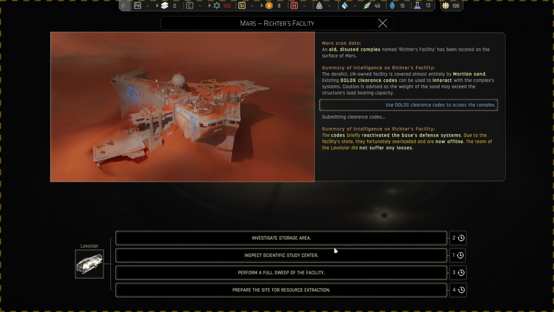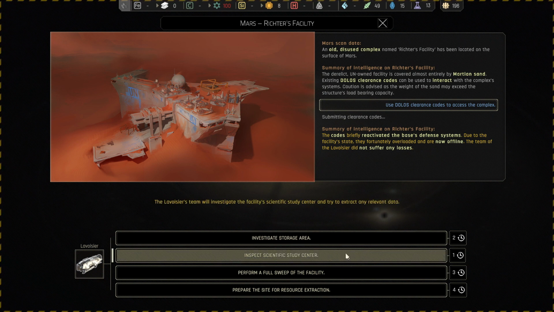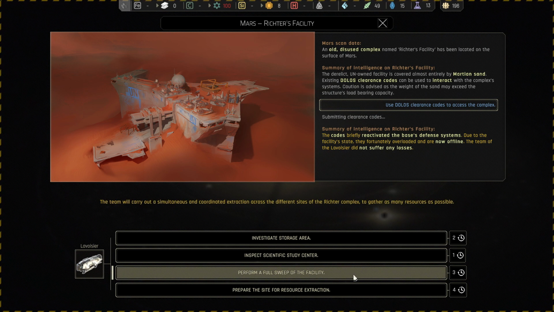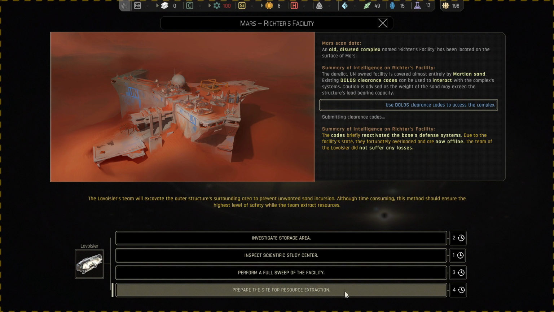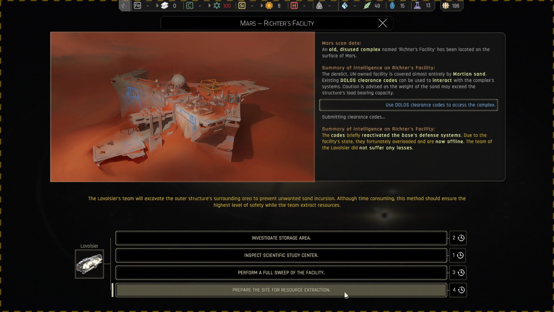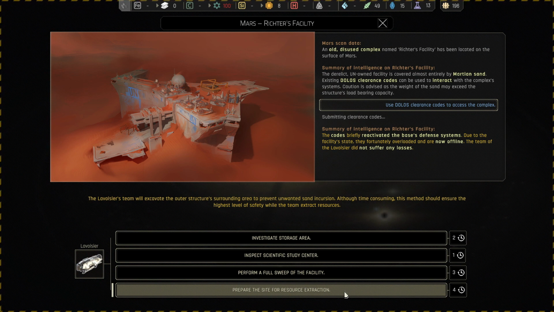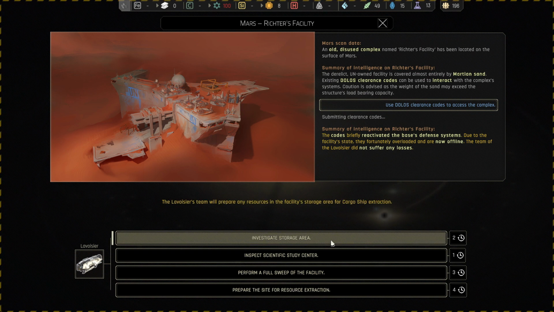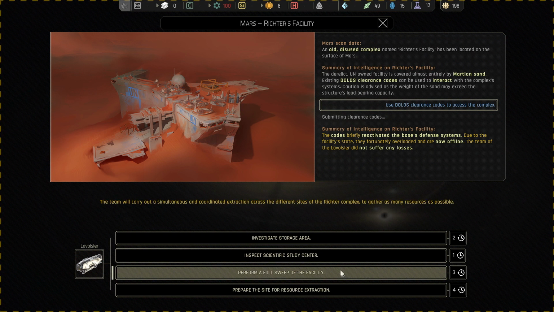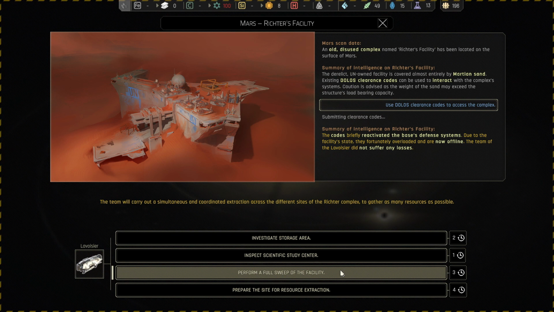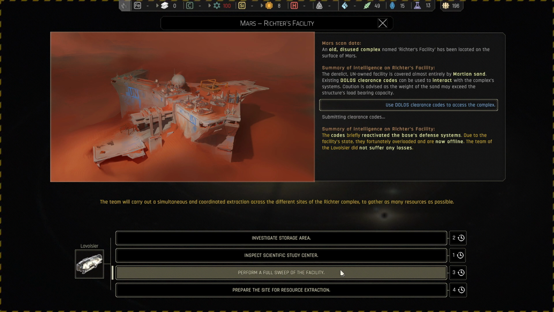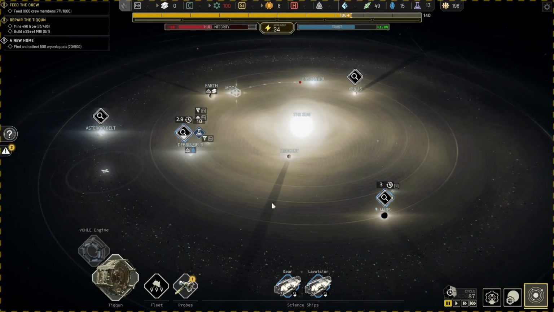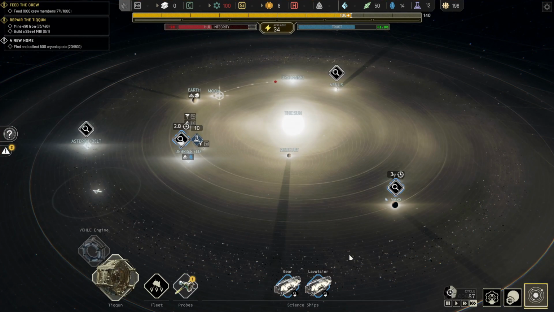Investigate the storage area. Inspect the scientific study center. Perform a full sweep of the facility. Or prepare the site for resource extraction. Simultaneous securing and extraction across. You know, let's do that. Let's do a full sweep. Let's be greedy. We want the stuff.